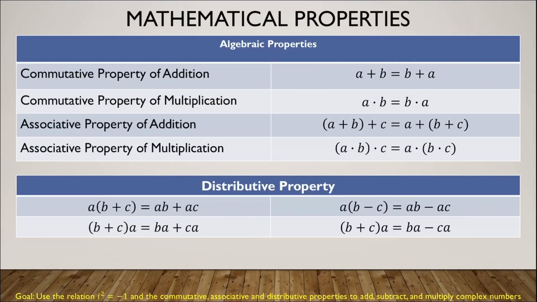Okay, so here's just my review of mathematical properties. I have the commutative property, meaning addition in different orders. Multiplication, we have our associative property, talking about parentheses, associative property of multiplication, and my distributive properties. You've gone through all of these before. This is just a little reminder. If you want to take a minute, look at this chart, pause the video, or look at the PowerPoint.